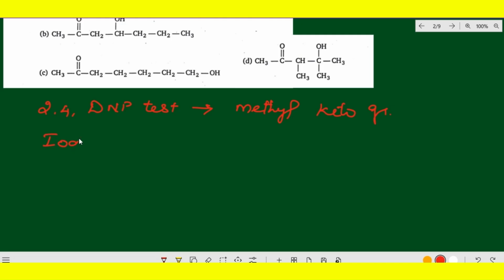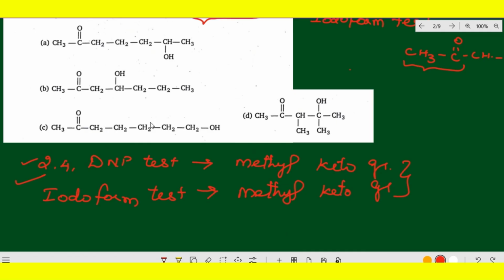Here the iodoform test will be answerable for the methyl keto group. So both will be answerable for the methyl keto group. In this option everywhere the methyl keto group is available. So here also the methyl keto group is available, here also, here also, and the last one here also.